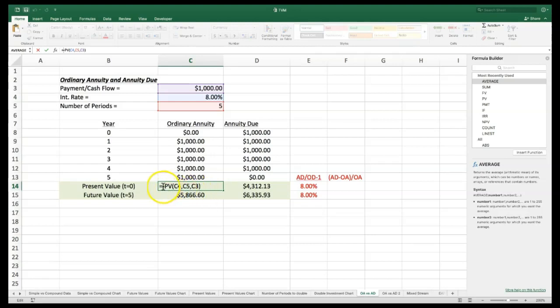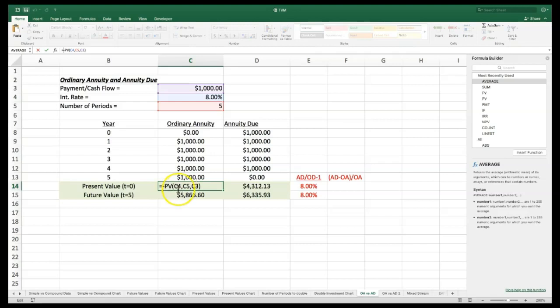Notice I've got the minus sign in front of it because the series of cash flows in this ordinary annuity are positive. Excel will report a negative value to reflect the cash flows. In other words, if you were going to receive $1,000 each year for 5 years, you would have had to have invested some amount, a present value, at time 0. So I just put that negative sign to get rid of the negative sign that it would have reported if I hadn't put a negative sign in the formula.